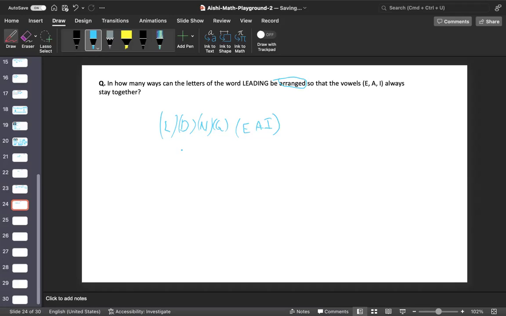So since there are five groups, we would do 5 factorial, but that's not all. Since we have E, A, and I, and they can arrange between themselves in 3 factorial ways, we have to multiply by 3 factorial, because for every 5 factorial ways, E, A, and I can arrange by themselves in 3 factorial ways. So 120 times 3 factorial, which is 6, we just end up with 720.